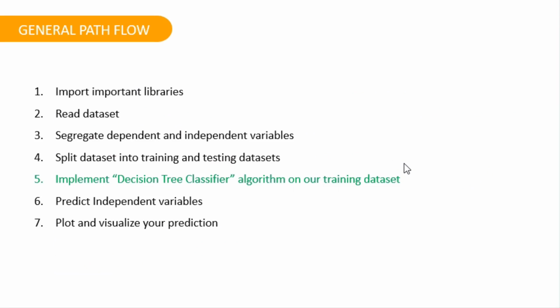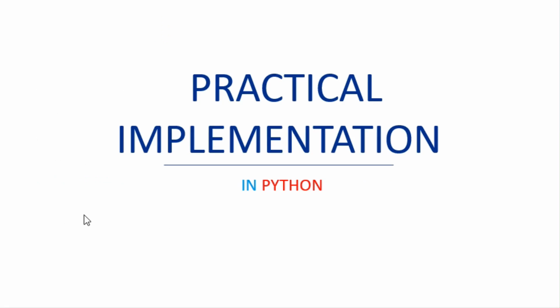Okay, before jumping into the practical implementation of the decision tree classifier, let us look at the general path flow. I'm pretty sure you are used to it, and I don't need to explain it again. The only change comes at step number 5, where we have to implement the decision tree classifier algorithm on our training dataset. So finally, it's time for your favorite hands-on session of the decision tree classifier in machine learning.